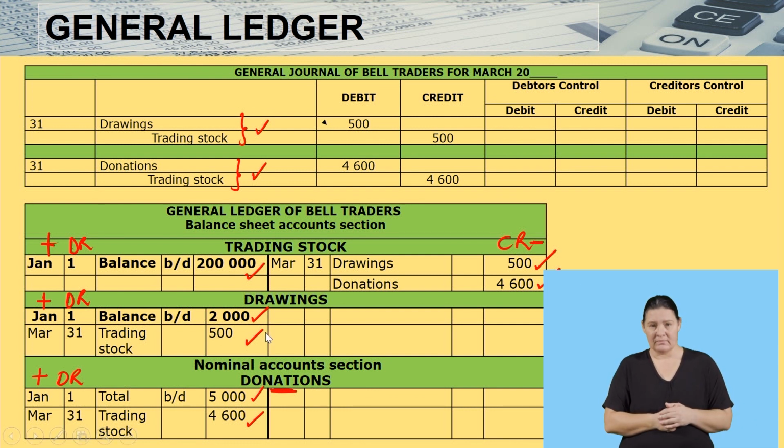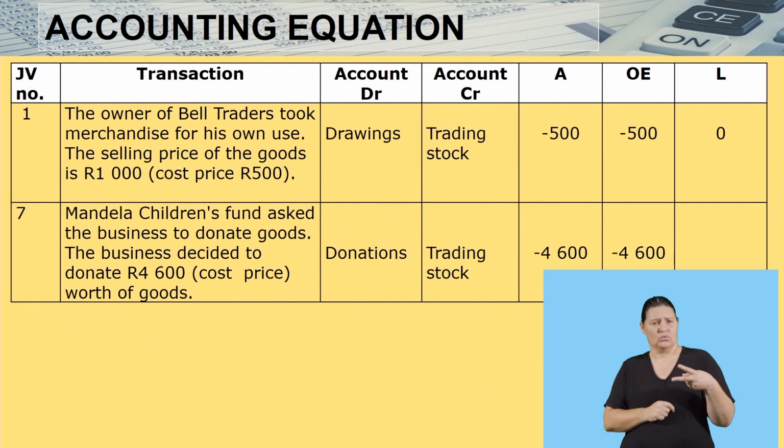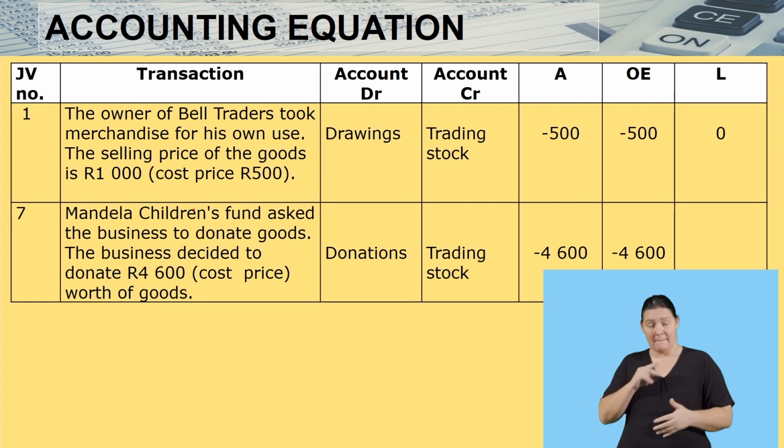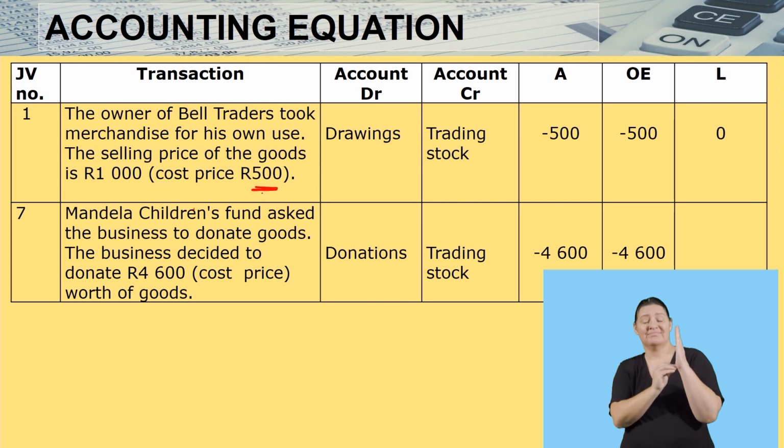I want us now to look at the effect of these two transactions on the accounting equation. Let's look at the first one. The owner of Bell Traders says again that he took goods for his own use. Remember, we are recording the cost price and never the selling price. We never record the selling price, but we focus on the cost price.